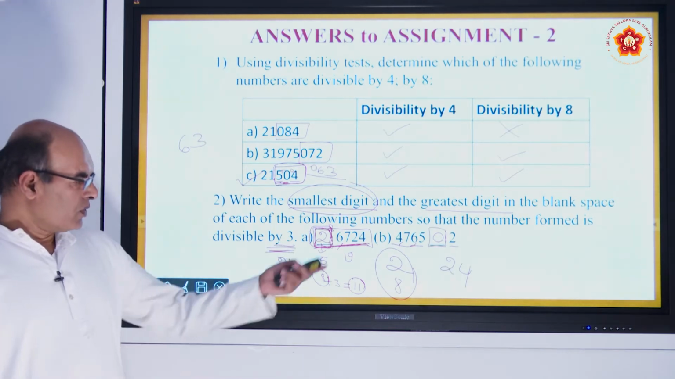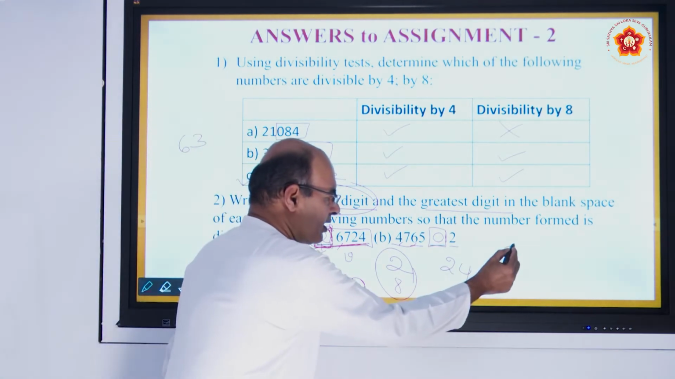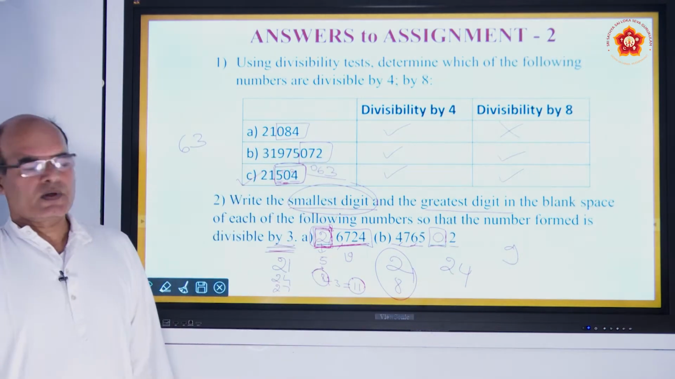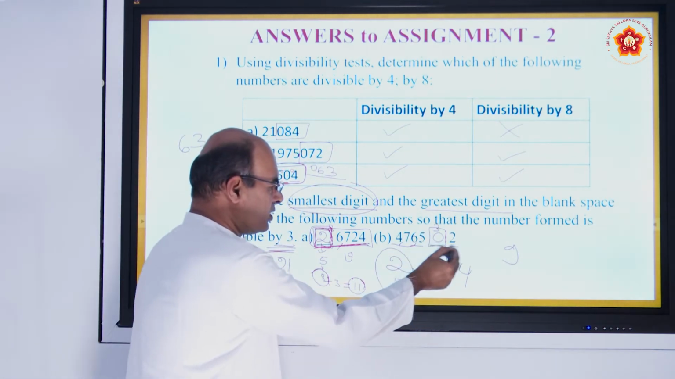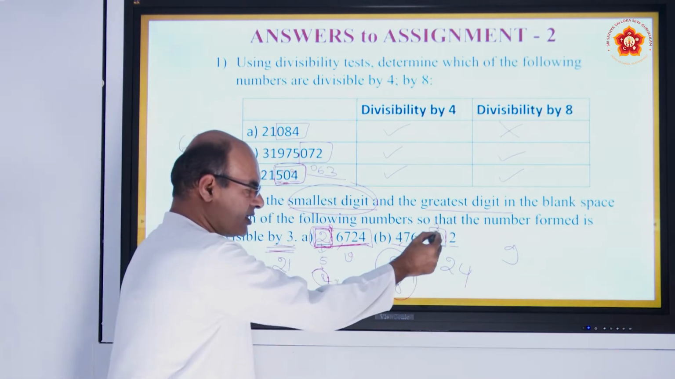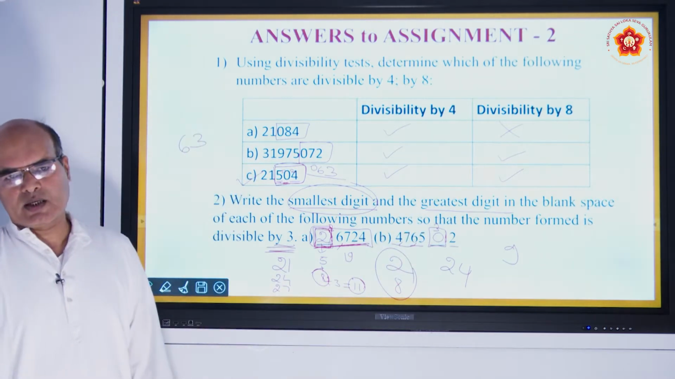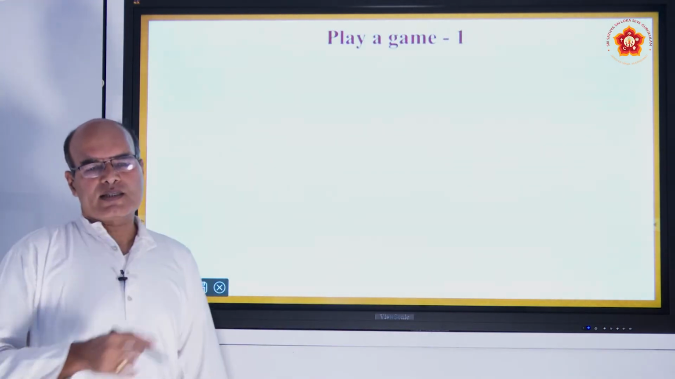So obviously the biggest digit is 9 here. If you put 3 here, then also this number is divisible by 3. If you put 6 here, then also that number is divisible by 3. Let us see a game here.